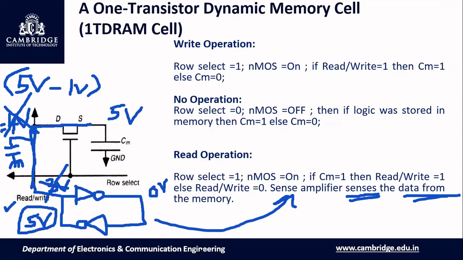Understood? Two inverters which are connected back to back can hold your data properly. If two inverters are connected back to back, on one side you will have 5 volts and on the other side you will have 0 volts, because of the circuit arrangement.